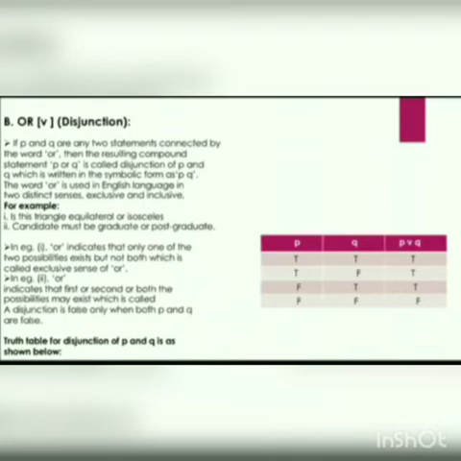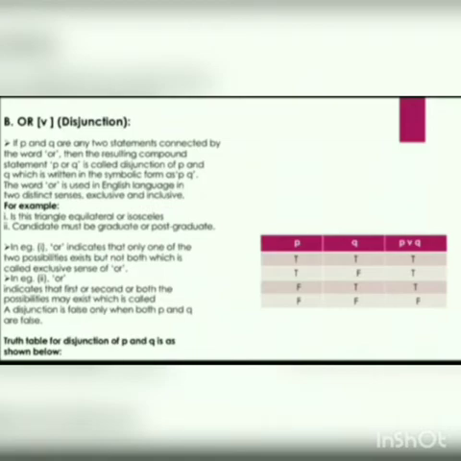For example, is this triangle equilateral or isosceles? In the given example, or indicates that only one of the two possibilities exists, but not both, which is called exclusive sense of or. Whereas in the second example, candidate must be graduate or postgraduate, or indicates that the first or second or both the possibilities may exist, which is called inclusive sense of or.